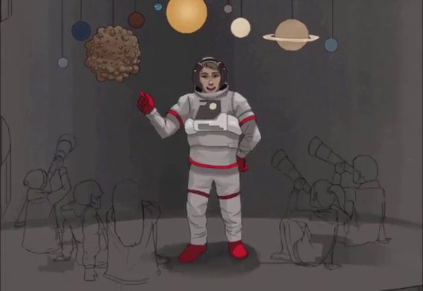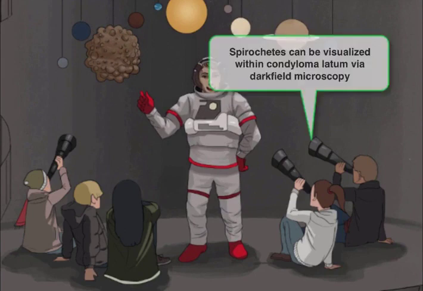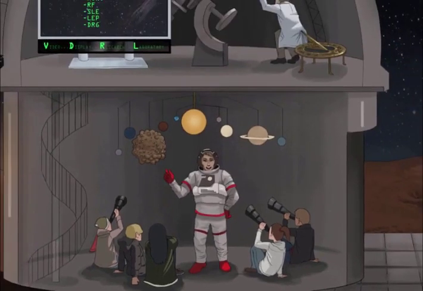You'll notice the kids listening to the talk have telescopes in their hands. This is to symbolize that you can visualize the spirochetes within the Condyloma lata via dark field microscopy. Notice the telescopes are dark. So there are several other symptoms in this stage. However, the two we mentioned, the rash and the Condyloma lata, are the most important by far. Now we'll move on to the tertiary stage.